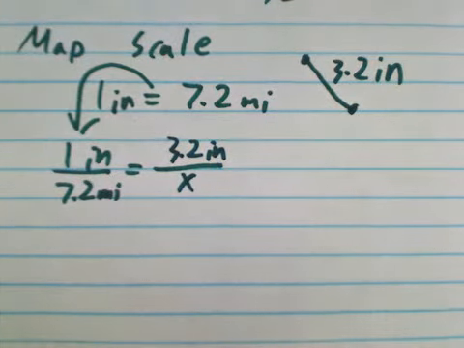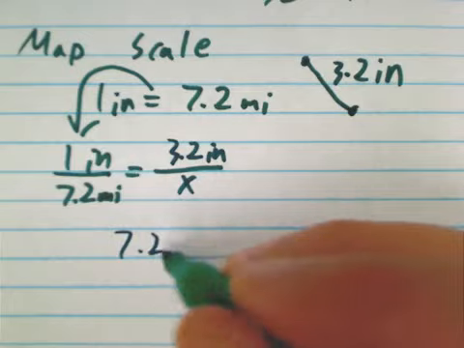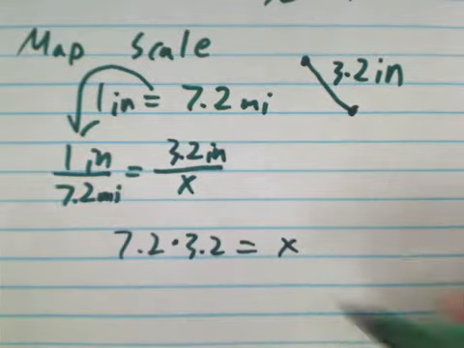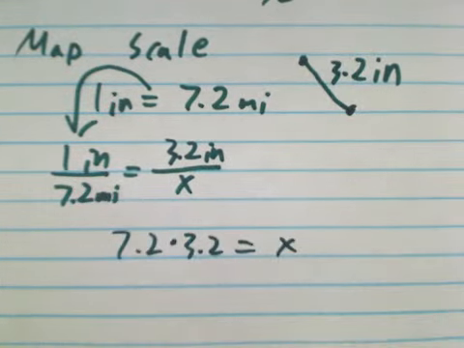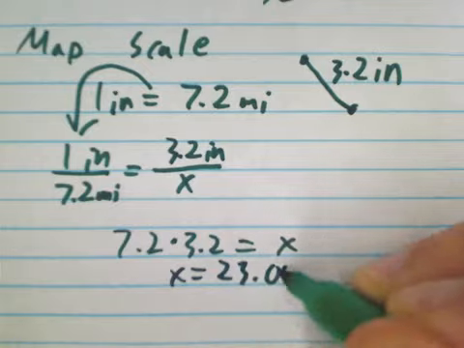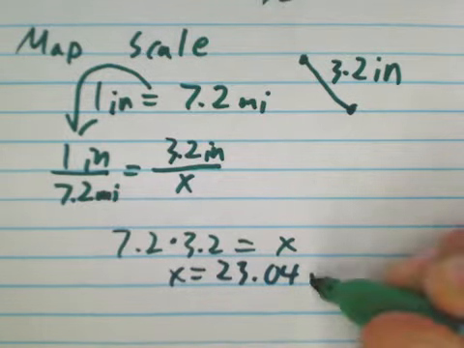Where's my calculator? Well, I'm going to fake it. So 7.2 times 3.2, and then x times 1, which is just x. So all I need to do is multiply these. Let me get on my computer here real quick. 7.2 times 3.2 is 23.04. And that's 23.04 miles, because across the bottom here, it's miles.